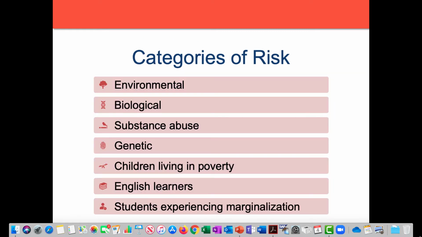So what are the categories of risk? Well, there are environmental categories, biological, substance abuse, genetics, sociological variables such as poverty, English not being the main language in the home, as well as students that are marginalized.